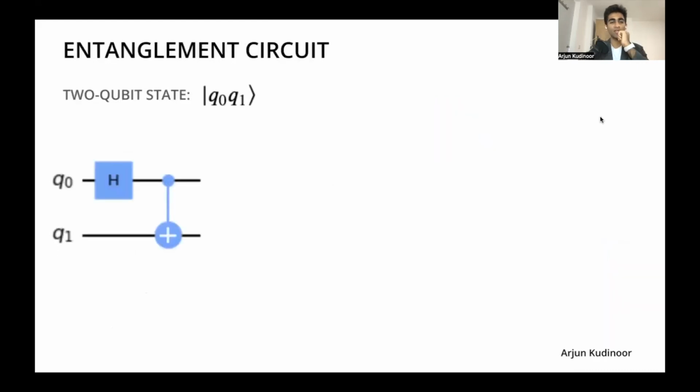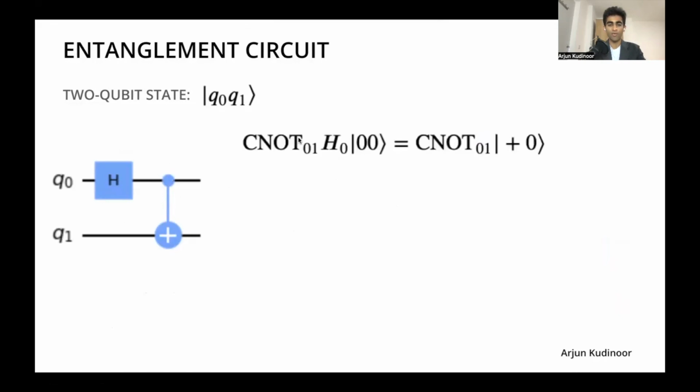Awesome. So let's build this entanglement circuit. We start with 2 qubits, both in the 0 state. And we hit it with the Hadamard first, and then the CNOT gate. This is the 0th qubit, and this is the first. So we hit the 0th qubit with the Hadamard, it turns it into a plus state.